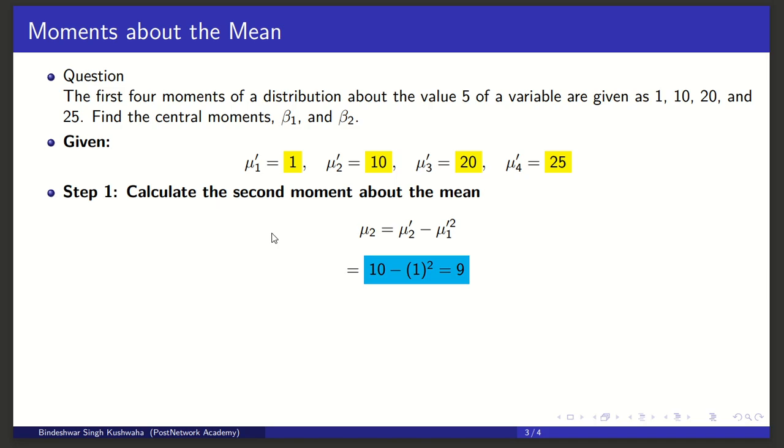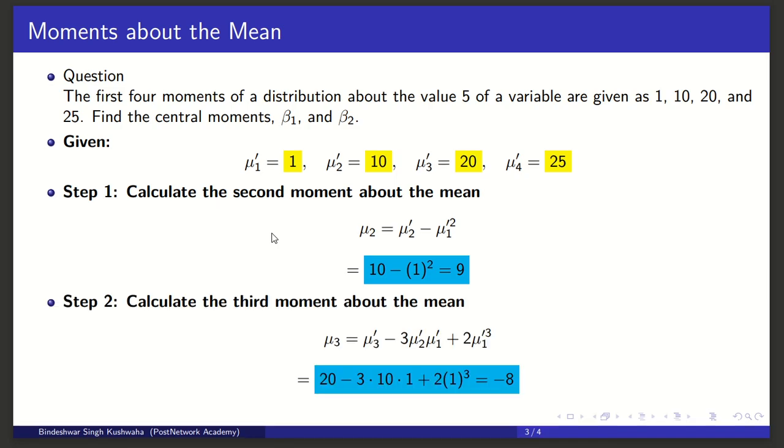So calculate the second moment about the mean. So mu 2, that is moment about mean, that would be equal to mu prime 2 minus mu prime 1 square. So mu 2 is 10, so 10 minus, and mu prime 1 is 1, so you will square, so it would be 9.